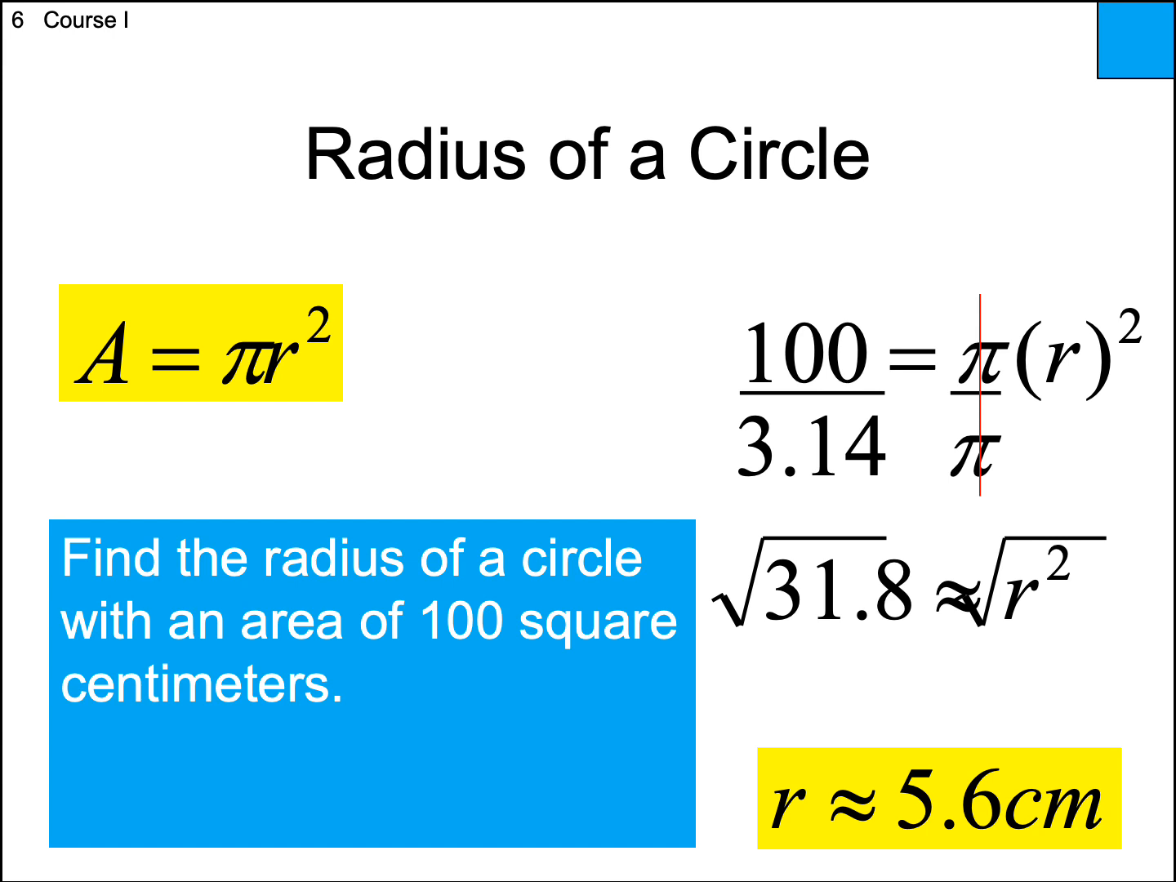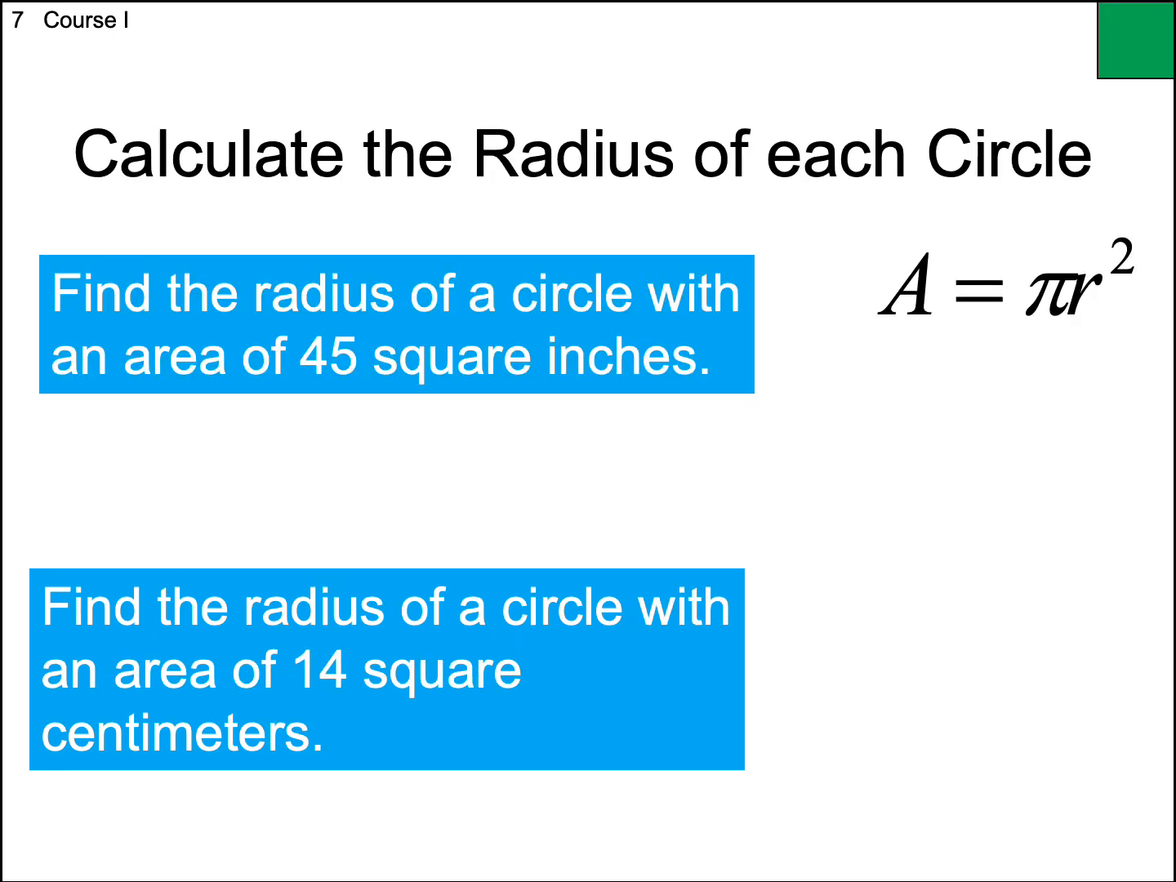Do we have this? If not, go back 3 slides and play all 3 slides again. By that time, you've seen it 6 times. You should get the hang of things. This is done the same way each and every time when they give you the area and they want you to calculate the radius. All right, here are 2 questions. Go ahead and do both of them. Put your answers in the Google form and then come back for the answer.